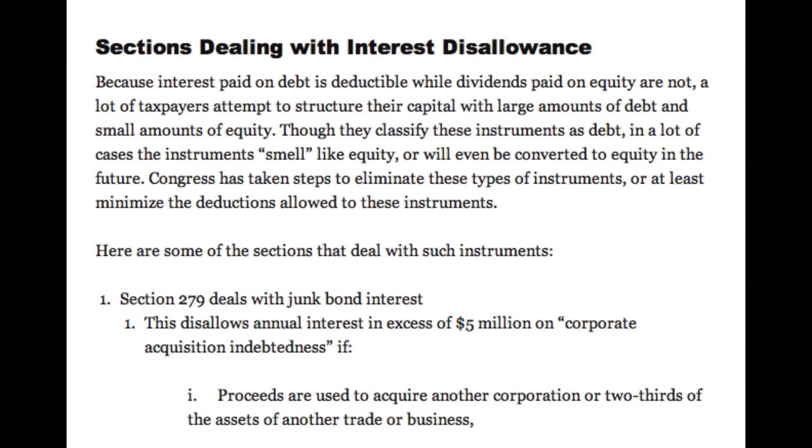In this video from accounting101.org, we're going to talk about Section 279 and a few other sections that deal with interest disallowance. Now, because interest paid on debt is deductible and dividends paid on equity are not deductible, a lot of taxpayers try to structure their capital with large amounts of debt relative to the amount of equity.